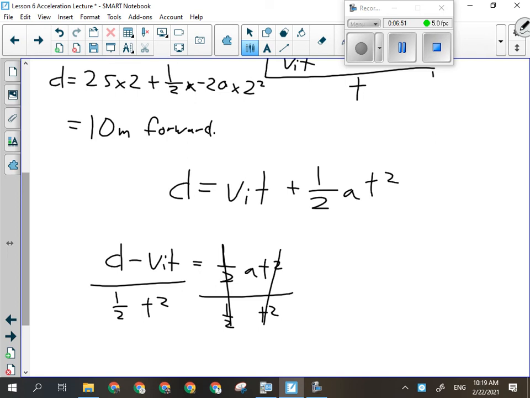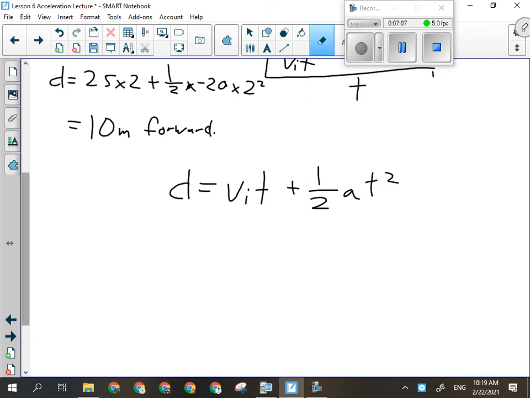The only way to solve for T here would involve factoring. We can't guarantee that you've done that yet, and they don't require me to teach it, lucky me. So you won't be asked to solve for T using this formula unless VI is 0. How does that make it easier? Yeah. If VI is 0, D equals 1/2 AT squared.